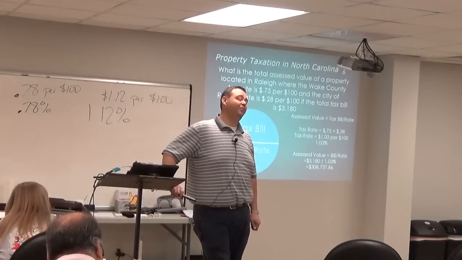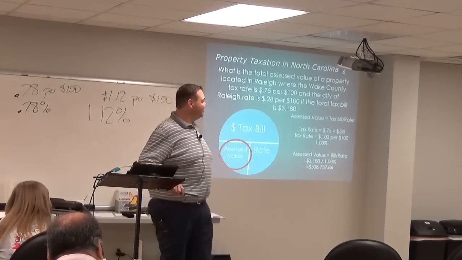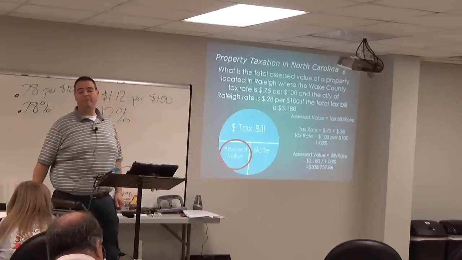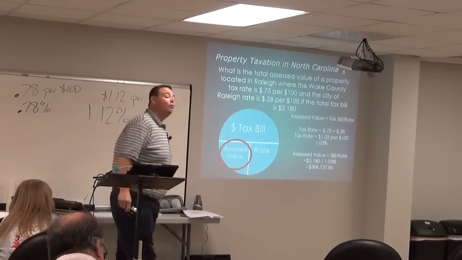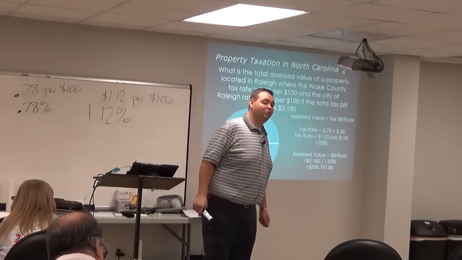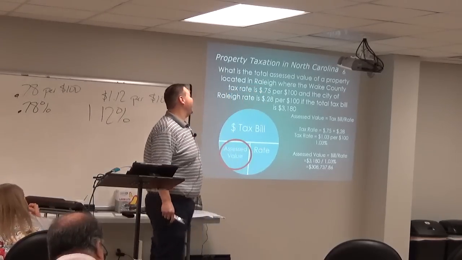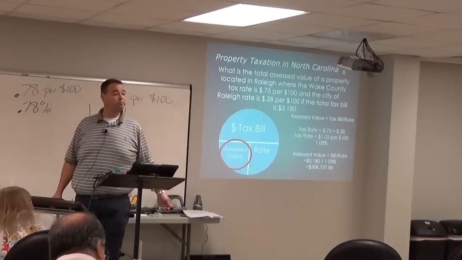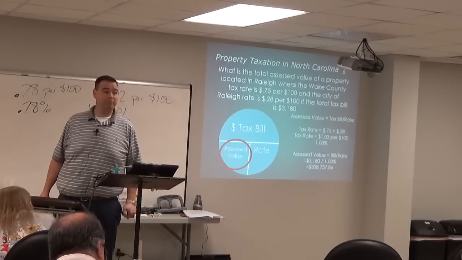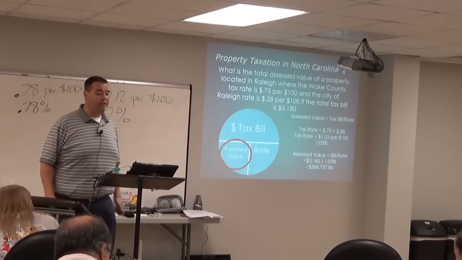So what are you going to type in the calculator exactly? 3180 divided by 1.03%. And that'll give you an assessed value on that property of $308,000 and some change. Everybody see where that number comes from? Okay? That's the assessed value of that property.